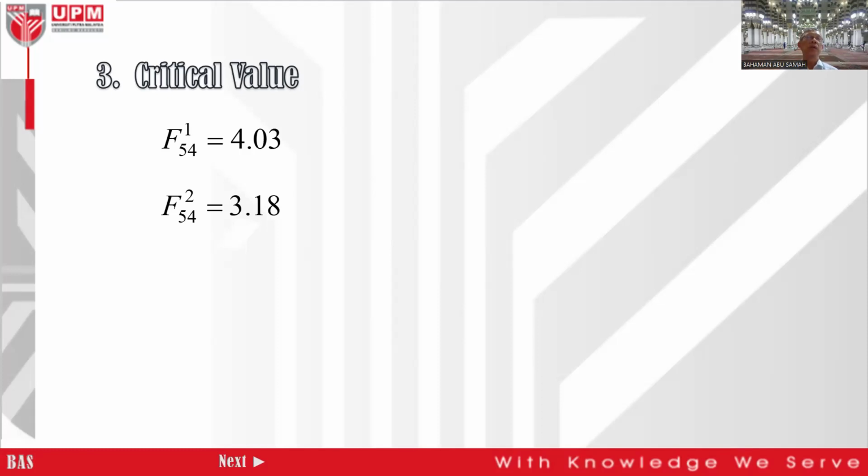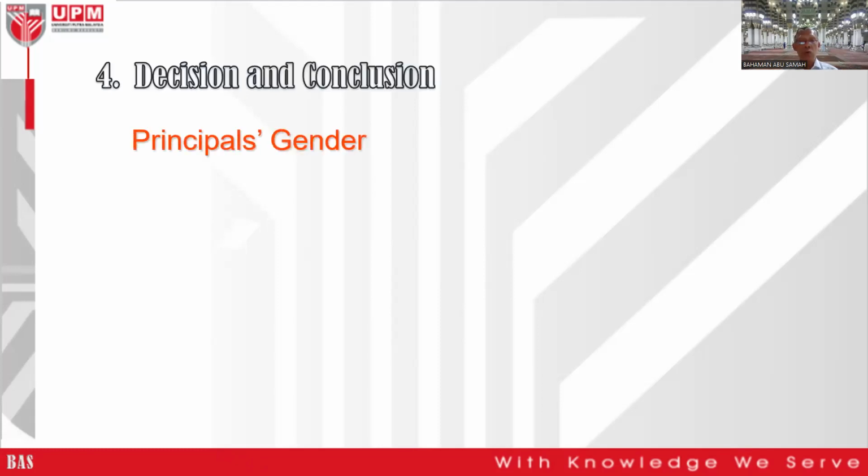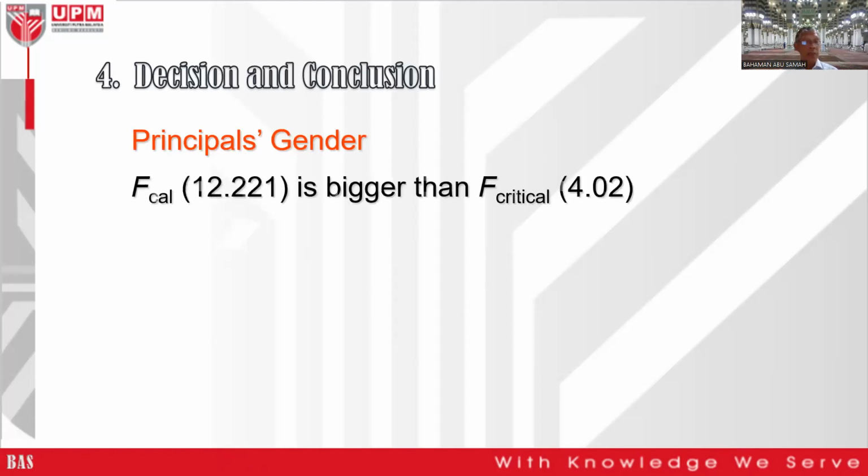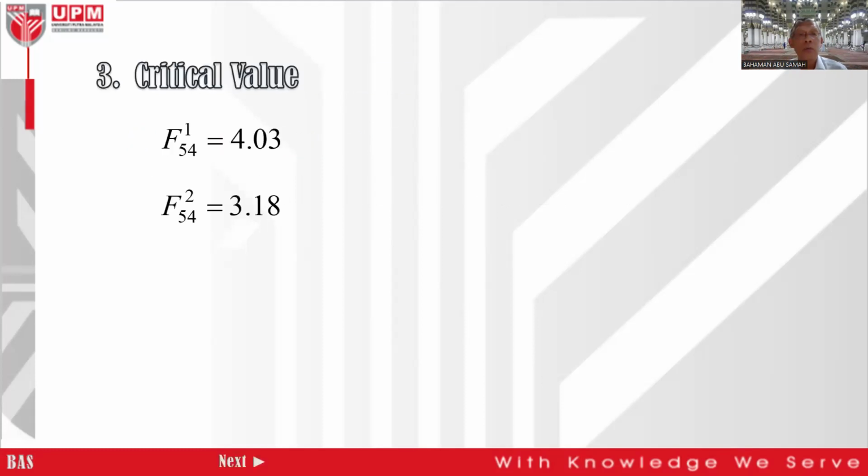Those will be the critical values required for us to make our decision in step number 4. This is step number 3. So step number 4, decision and conclusion. For gender, here you are talking not about the gender of the teachers, but the gender of the principal. Okay, the F calculated is 12.221, and F critical is 4.0. Earlier it was 4.03 or 4.02. Okay, please check. Oh, sorry, 4.03. The earlier slide should be 4.03.